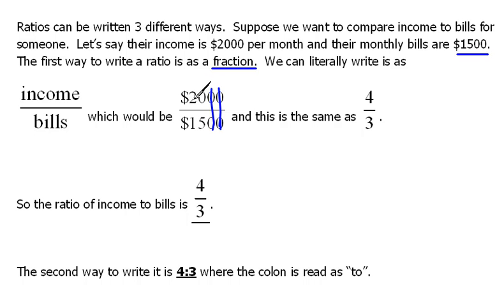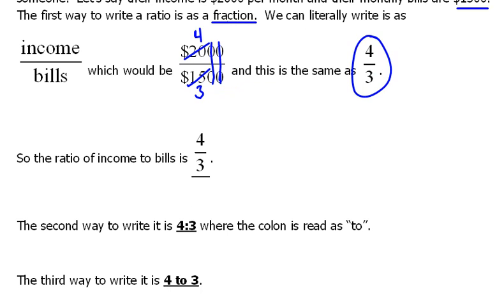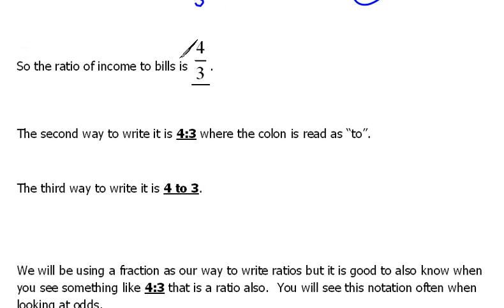Now, if we're looking at 20 and 15, they both have a 5 in common. So we could divide 5 into 20, which would be 4, and dividing 5 into 15, which would be 3. So reduced, our fraction would be 4/3. So we could technically say then that the ratio of income to bills is 4/3. It always needs to be in fully simplified form if at all possible.